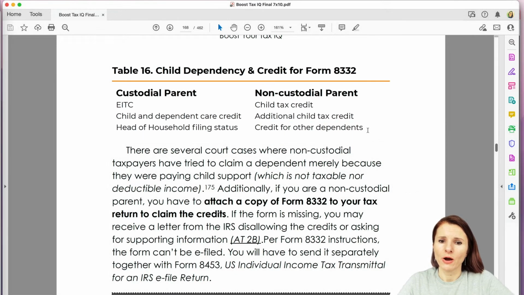So, if you're not including that form, you're missing out on getting some credits as the non-custodial parent, even though you can't claim some of these other things that the custodial parent can. You're leaving money on the table if you are not including the Form 8332.